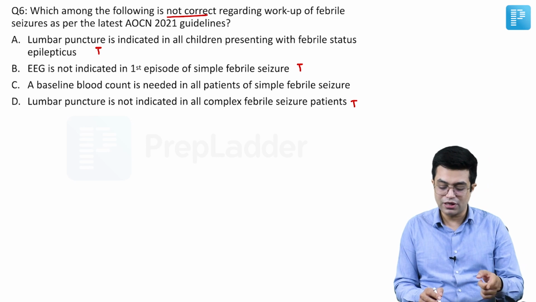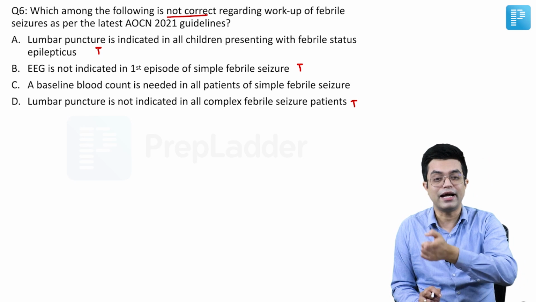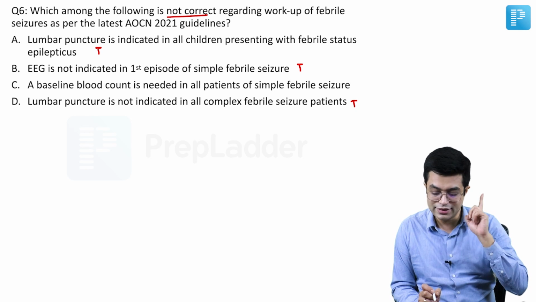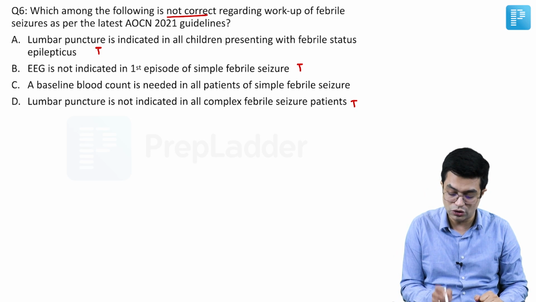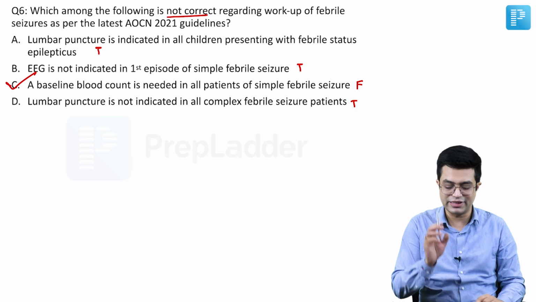Look at option number C. Baseline blood count is needed in all patients of simple febrile seizure. Wrong. It is needed in complex and status epilepticus patients, not in simple febrile seizure. And so this is the not correct statement. So this is a false statement. And so the odd one out, the answer to question number 6, is C.